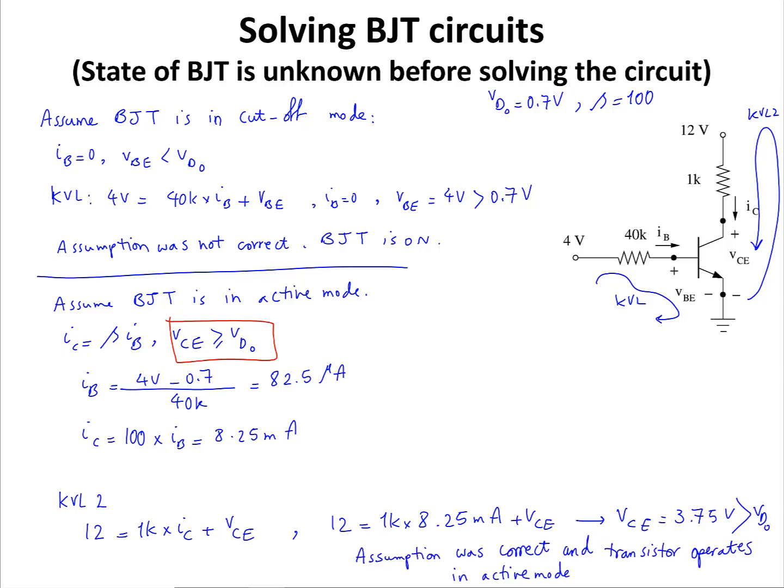In summary, we looked at the structure of NPN and PNP transistors. We looked at their IV equations for 3 modes of operation that are cutoff mode, saturation and active mode, and we solved a BJT circuit problem and calculated the current and voltages in this circuit.